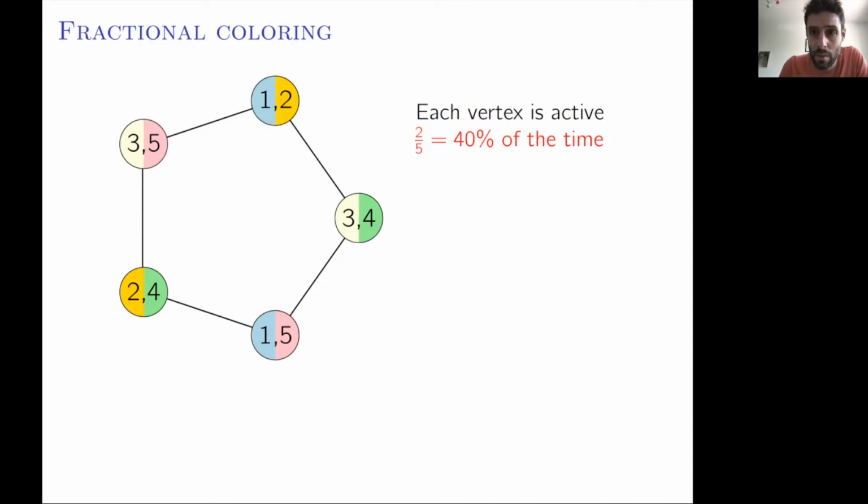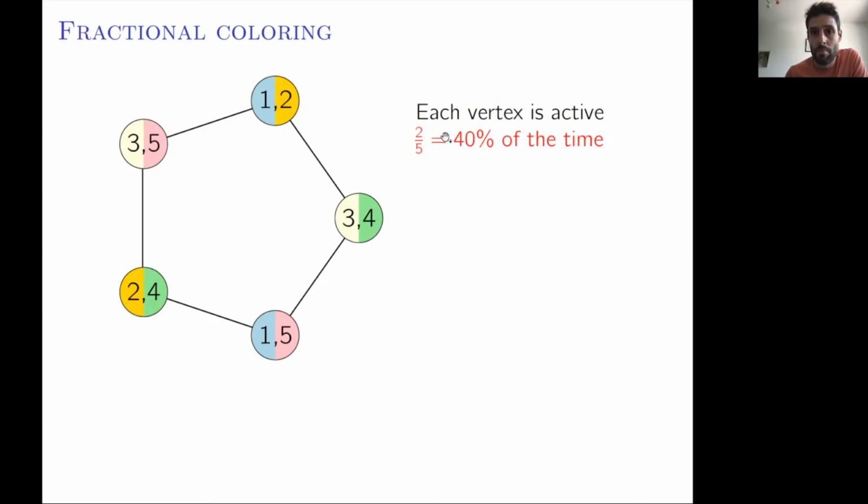And you can ask yourself, well, is it best possible? Can you improve on this again? And no, you can't improve on that. The reason is that the largest independent set has size 2, and there are 5 nodes, so you'll never be able to beat 2/5. So this is best possible.